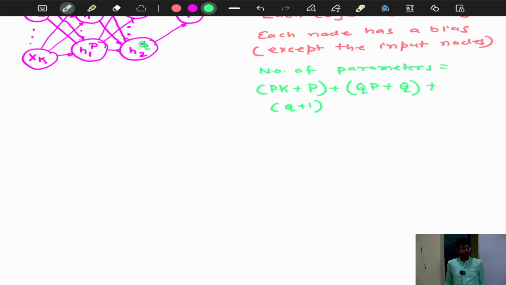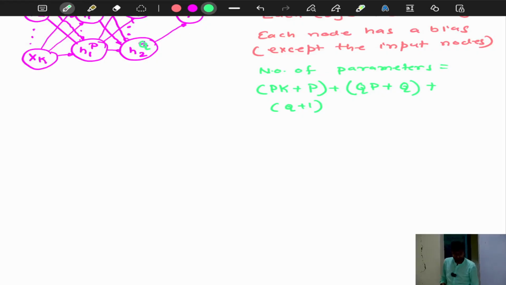Right? So you can easily calculate the number of parameters. If I make it even more complex, 10 such layers and all of those things, it's easy to calculate the number of parameters. But it's difficult to work with the number of parameters because this number will become very large, as you can imagine. Imagine P to be 1000, Q to be 1000, and maybe K to be 100. So you have 100 features, 1000, 1000, and then 1. So it will be 100 times 1000 plus 1000 plus 1000 square plus 1000 plus 1001. So you can imagine that is going to be a large number.